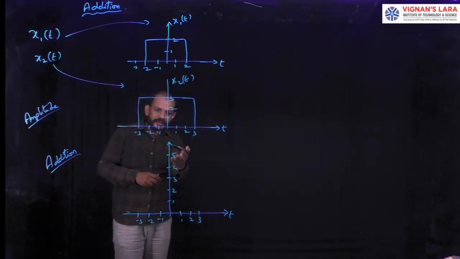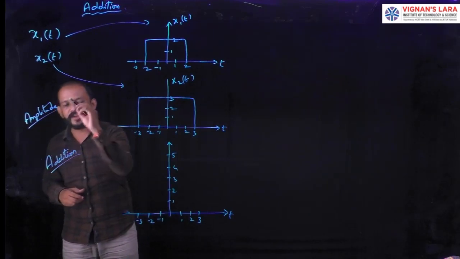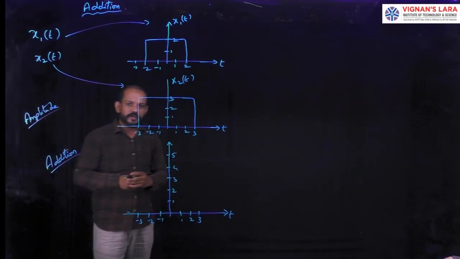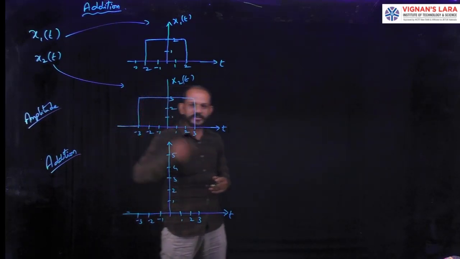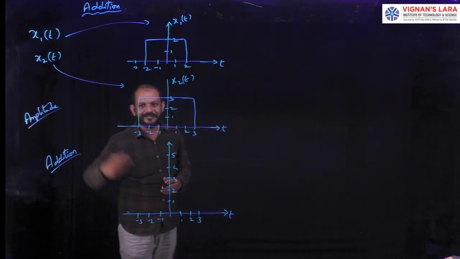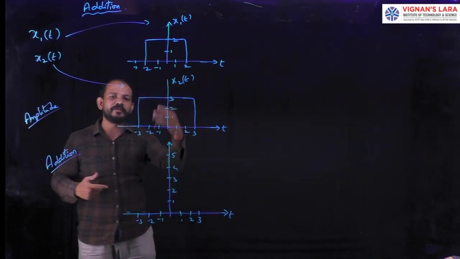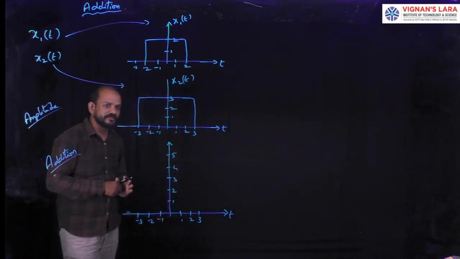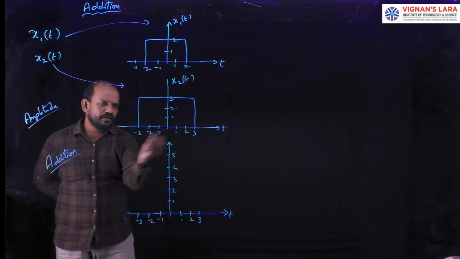And here I am performing the operation of addition. The addition operation is with respect to the amplitude parameter. Hence, only the amplitude of the signal will vary, and there will be no variation with respect to time. Hence, I drew it like this. See, there is no variation.